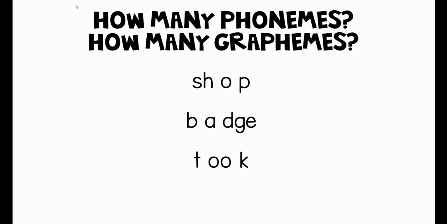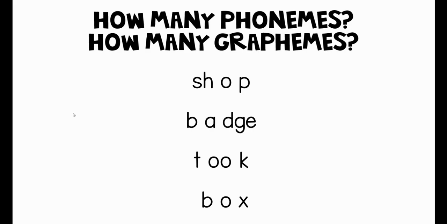Let's look at one more example. Listen to the word box. How many phonemes do you hear in box? B, A, X. I hear 4 phonemes, but the word box is represented by 3 graphemes. Remember that the letter X is represented by 2 phonemes, but the grapheme is letter X.